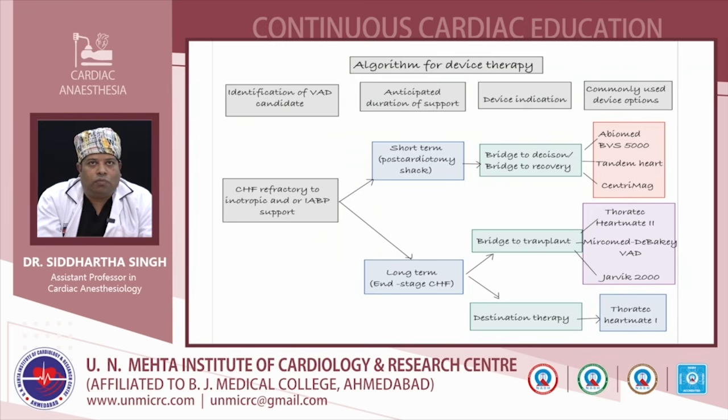So this is the simple diagram of the algorithm for how to decide which device to choose. So identification of the VAD candidate: is the patient eligible for a ventricular assist device? Then anticipate the duration of support. Then device indication we should think about. Then commonly used device options.